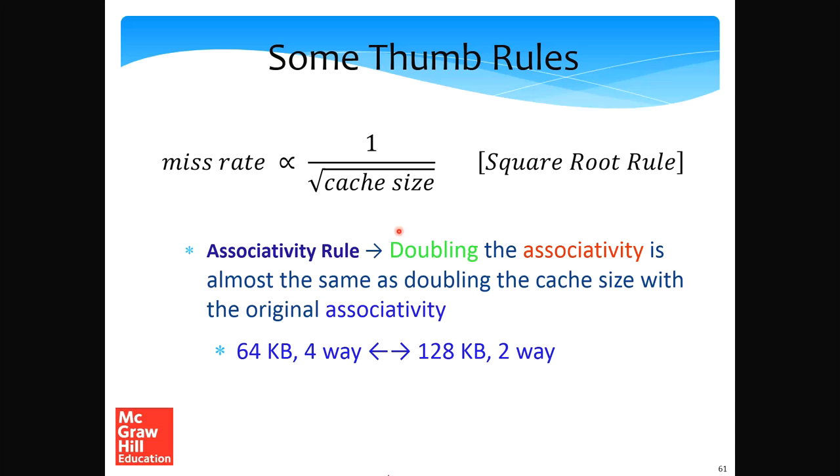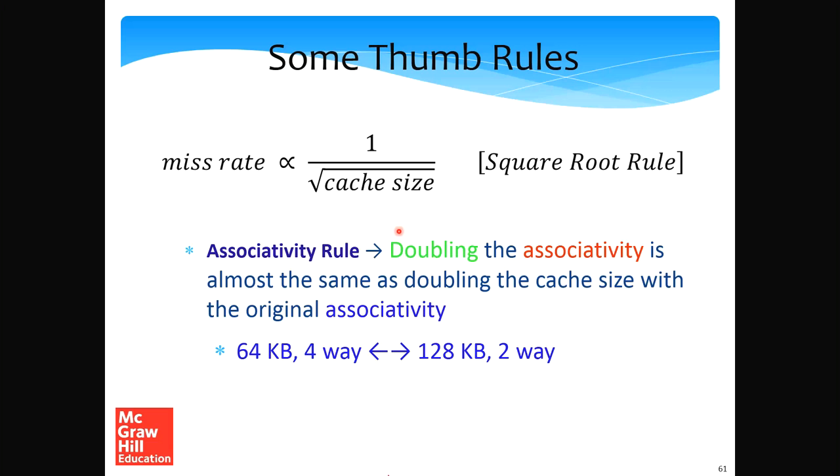So if the miss rate is 10%, and I want to make the miss rate 5%, I need to increase the cache size by 4 times. So, as I said, it's an approximate rule. It might not be 4 times, might be 3.5, might be 5.5, but it's a good strategy to at least remember.